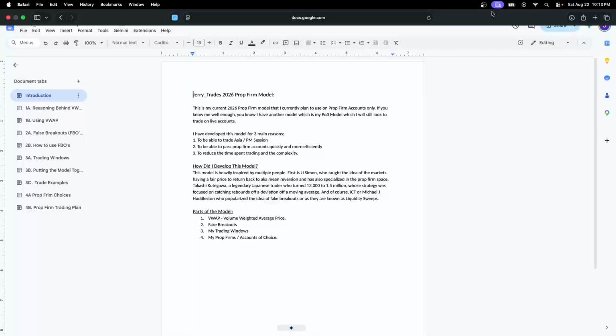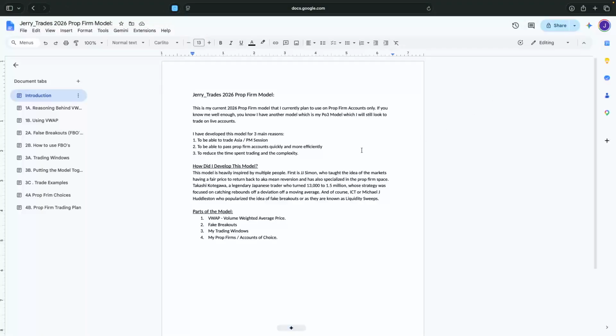So, a 2026 model. If you don't know, I have another model, which is my Power 3 model. I'm still going to be trading that model, but that's going to be more on my live account. That strategy performs really well on live, but not as well as on prop firms because of the risk management I do with it. So this is going to be more for prop firms, and since I'm going to be focusing on prop firms, I'm not going to be trading my Power 3 model as much.